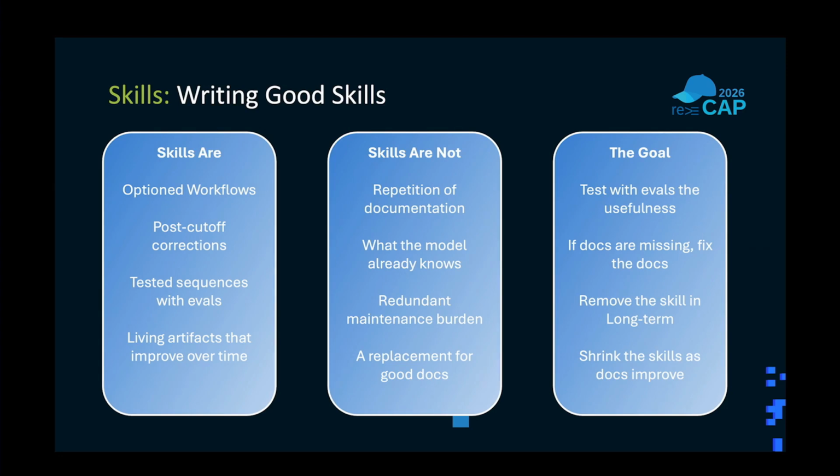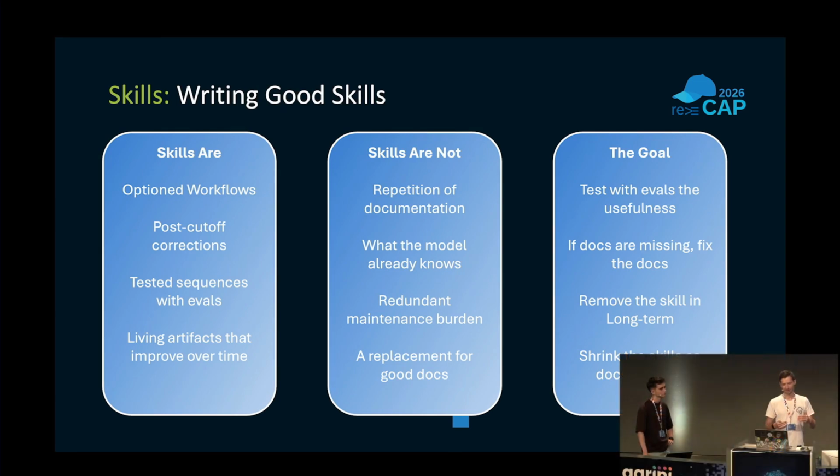And that shows you that skills are really for us a living artifact, because we don't want to just repeat the documentation, because then we have just another maintenance layer where we have duplicate information of what is already out there. We don't want to tell the model what it already knows in a skill, right? Because then we're just wasting tokens.